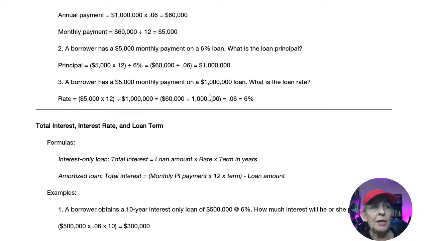It's so easy to miss this type of question because right away it's, oh, okay, they gave us 5,000, divide that by 1 million, that'll give us the rate. And that's where we go wrong. This is monthly. This is annual. Need to get the units the same.